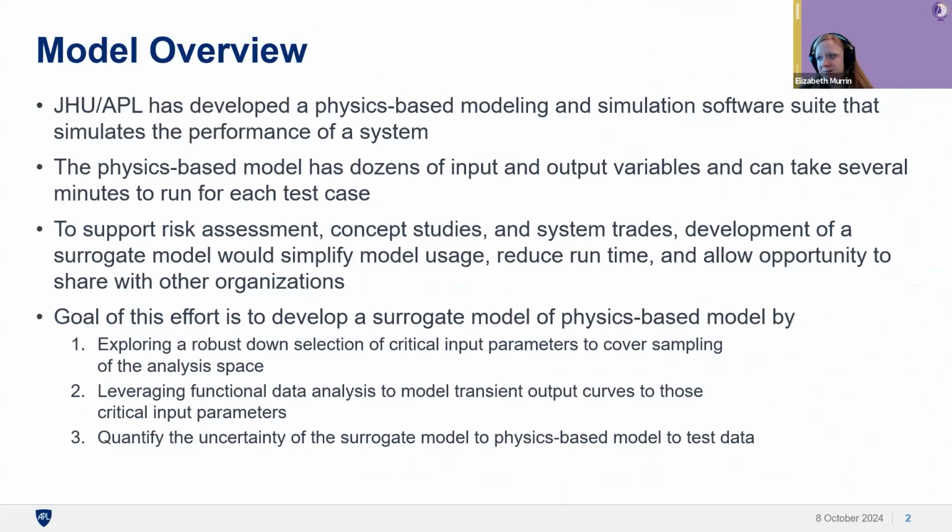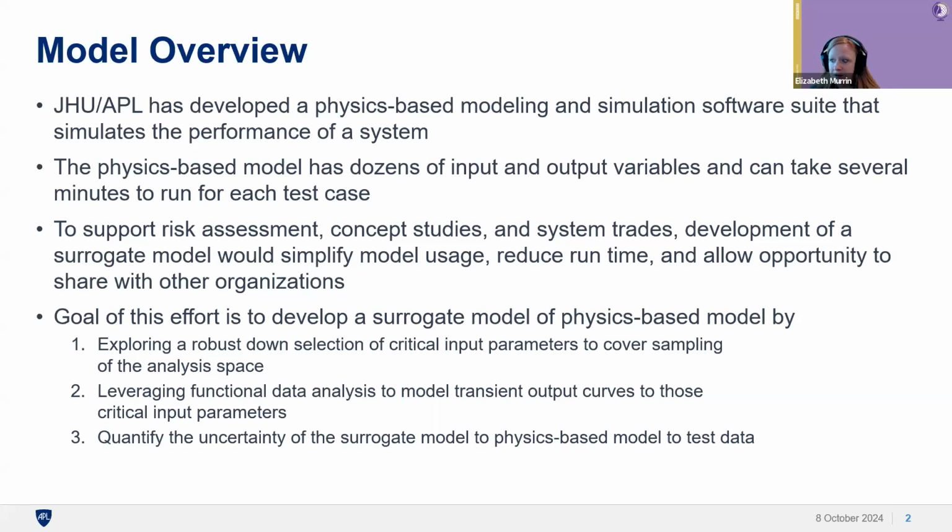Internally, APL developed a physics-based modeling and simulation suite that simulates the performance of a particular system. For this physics-based model, there are dozens of inputs and output variables. When you vary each of those input variables and run a particular test case, it can take several minutes to run. So in order to simplify model usage, reduce runtime, and allow opportunity for us to share this model with other organizations, we wanted to look into developing a surrogate model.